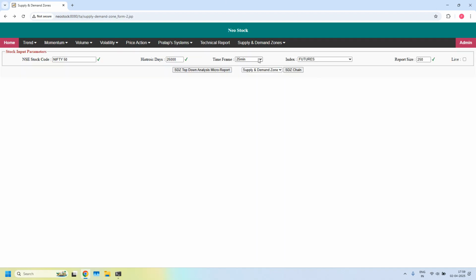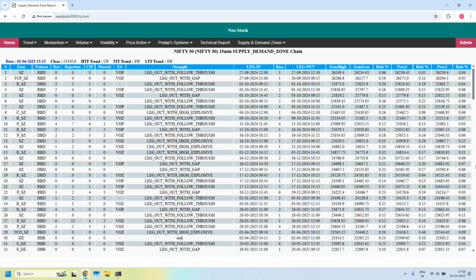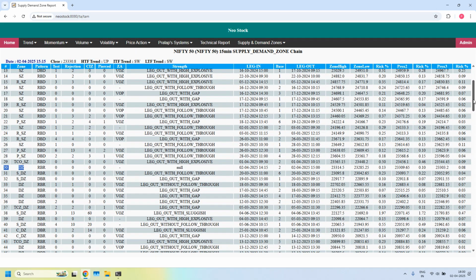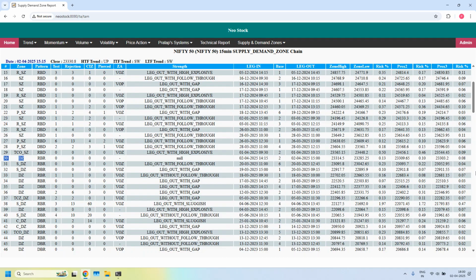Okay, next, generating 15 minutes supply demand zone chain for Nifty. Serial number 30 is the nearest demand zone to the current closing price, the 15 minutes demand zone. I will put it in the center by adjusting the data. This is the 15 minutes supply demand zone chain for Nifty.